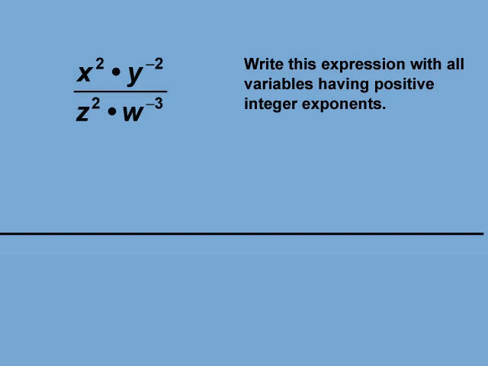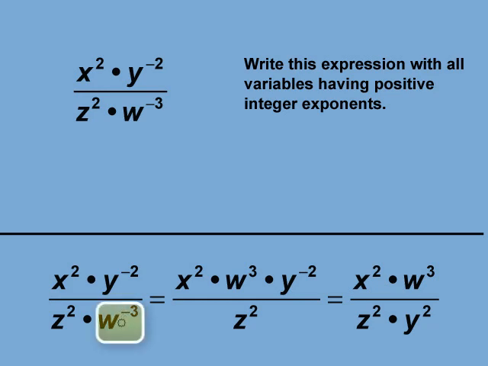Write this expression with all variables having positive integer exponents. Notice that there are terms with negative integer exponents, here and here. Let's start by moving this w term to the numerator and making its exponent positive, as shown here. Next, we take the y term and move it to the denominator, making its exponent positive. We now have all terms with positive integer exponents.